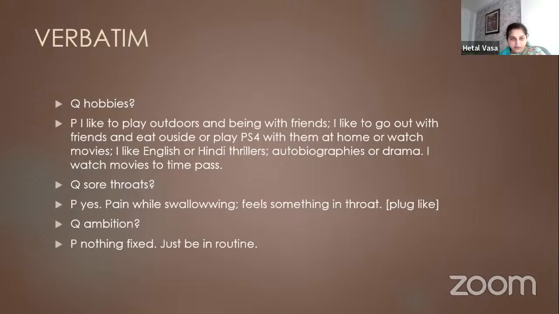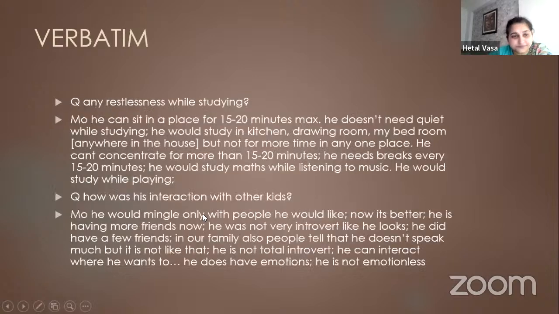So if we again pay attention to what his sensitivities are, the whole thing is revolving around him and his friends. He likes to be with his friends, go play outdoor games like football with his friends, and he likes to watch Hindi thriller movies, autobiographies, and drama. So I asked, any sore throats? Yes, pain while swallowing and feel something is in the throat. Ambition, nothing fixed, just be in routine.